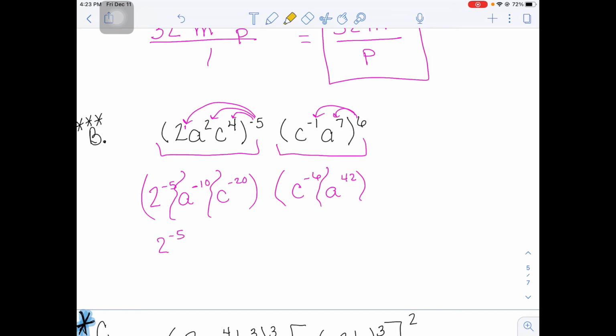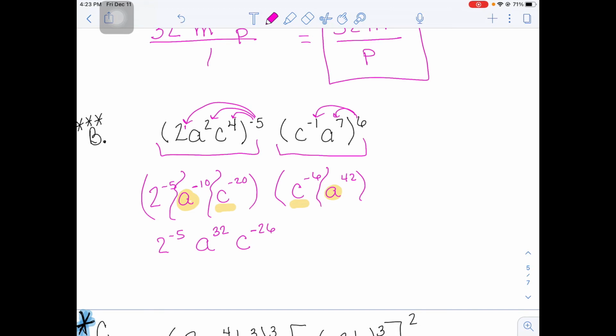And then I'm going to look at my like bases, A and A. So these are being multiplied, so that multiplication rule is adding. So I keep my A, and negative 10 plus 42 gives me 32. Then I have my C, so I keep that base, a negative 20 plus a negative 6. So it's like adding those two together. I have a negative 26.